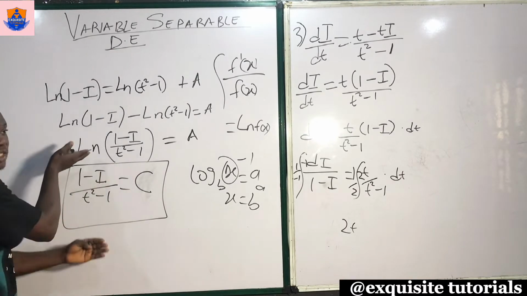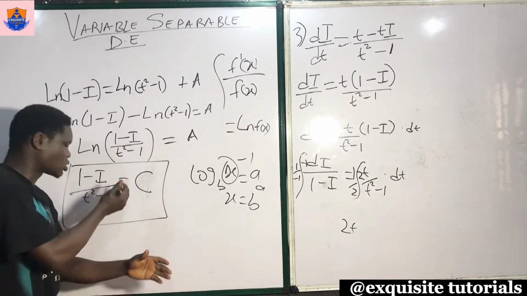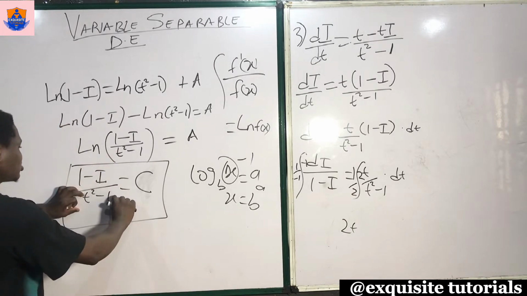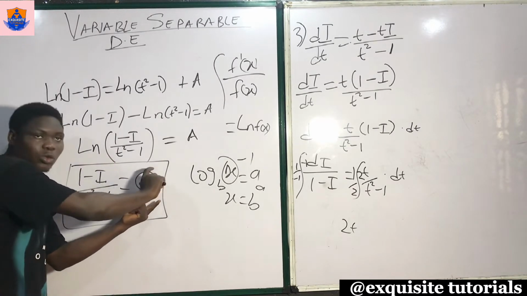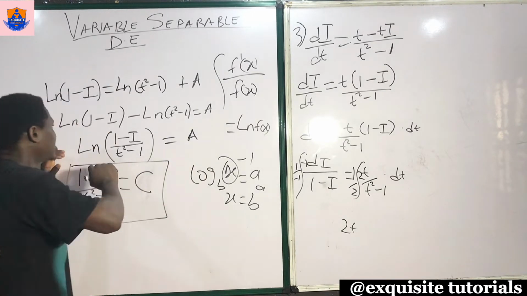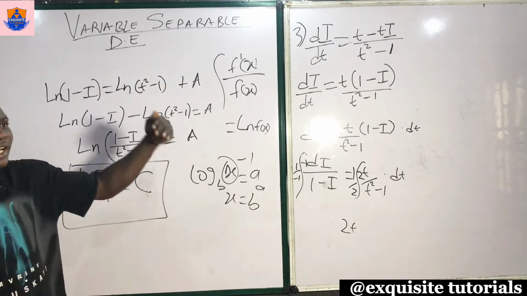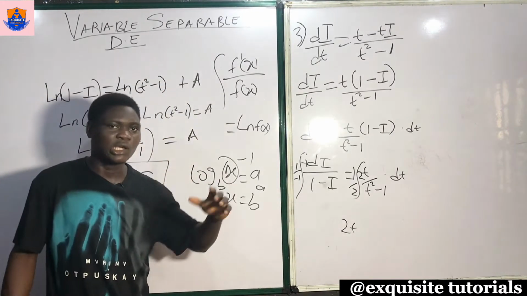You can twist this thing like this. When you twist this, you have 1 over c. 1 over c is also a constant. So even if you see this over this equals a constant, you are also correct, whichever way you see the options.